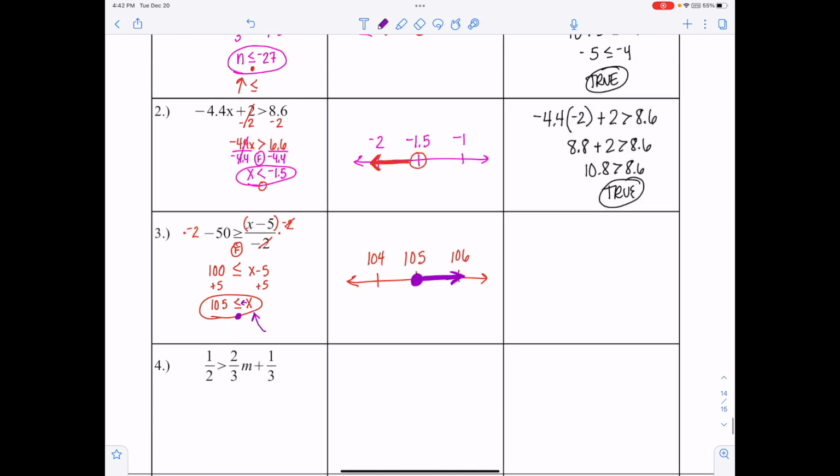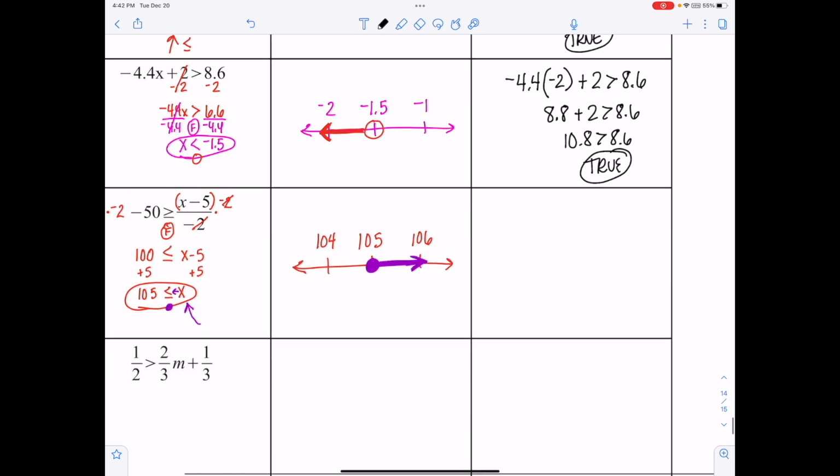So I'm going to go to black. I'm just trying to pick a number that makes life nice for me. All right, negative 50 is greater than or equal to, and I'm going to choose 110 minus 5 over negative 2. Okay, so I've copied that accurately. Let's go ahead and solve.